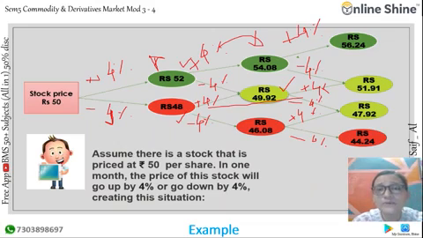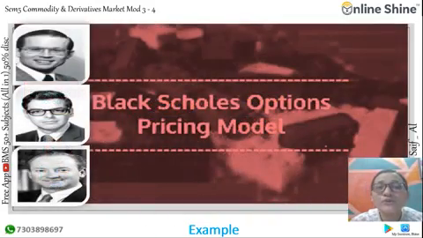Binomial means there are two possibilities, whether it goes upward or downward, and it uses an iterative process. Iterative process means the repetition of the cycle of operation to come up with the desired result. Now next we will move on to the Black-Scholes option pricing model.